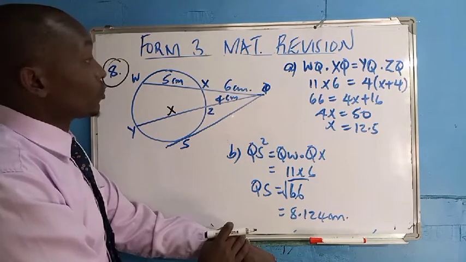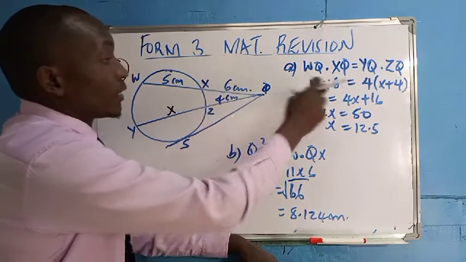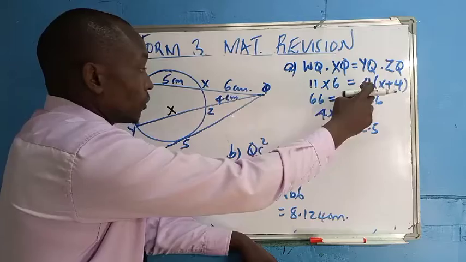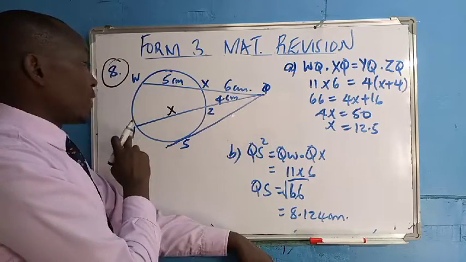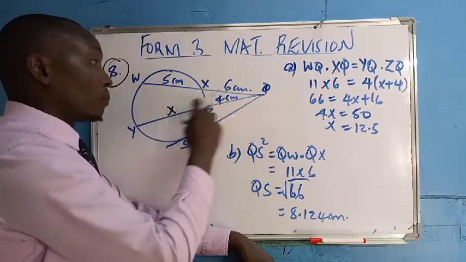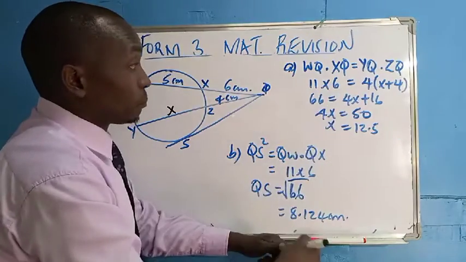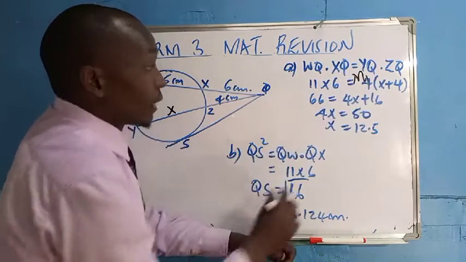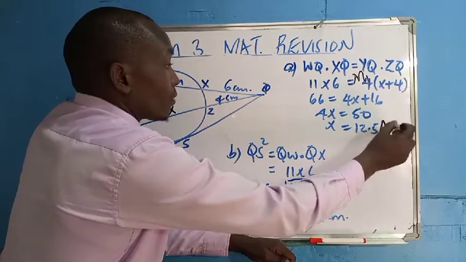WQ, 5 plus 6, 11, times 6, the part that is outside, 66, equals the part that is outside, 4, multiplied by YQ, that is X plus 4. So if I form that expression, the student has a mark. Then going ahead to solve for X, I get another mark.